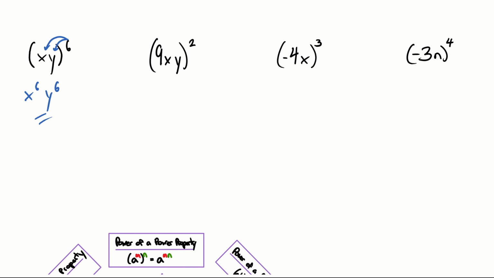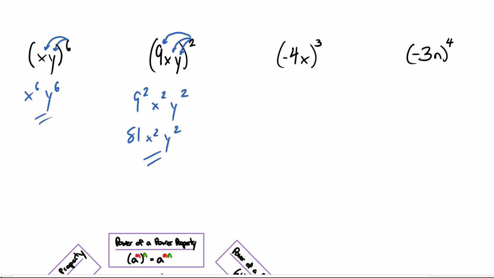Here's the next one. Now notice in this next one, in the parentheses are not just x and y, but also a 9. Careful, easy room for mistake. The 2 gets distributed to the 9, the x, and the y, all 3 pieces of the base. 9 squared, x squared, y squared, and 9 squared, I'm just going to go right ahead and say 81, right? Because 9 times 9, x squared has got to stay as x squared, and y squared stays as y squared. Done.